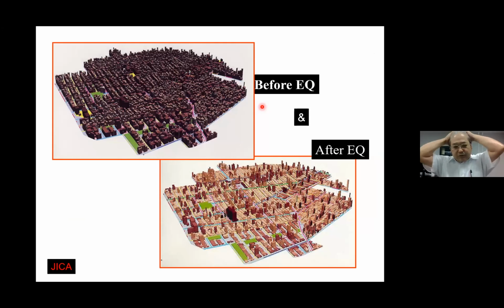This is a simulation by JICA. If an M6 earthquake happened in Tehran, in Iranian cities, what happened? This is the original cities. After the quake, the building collapsed completely, and many people killed. They expected.